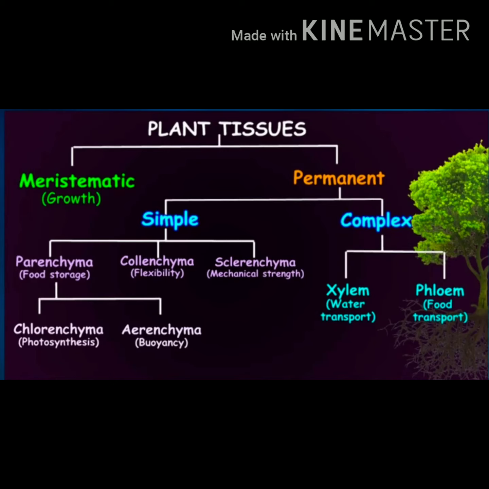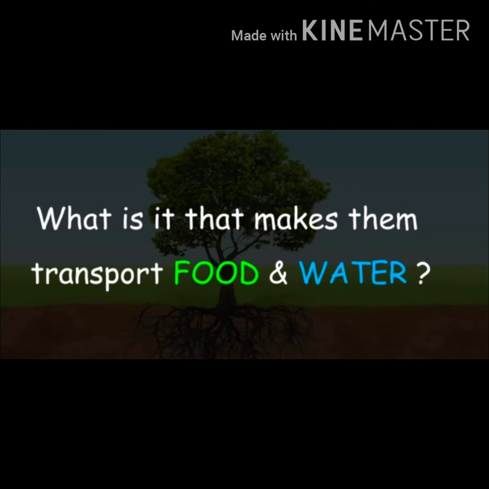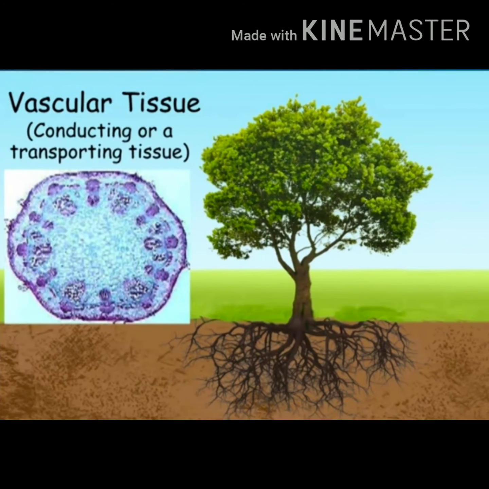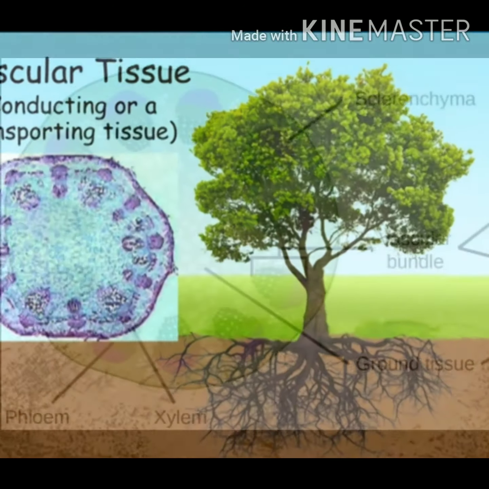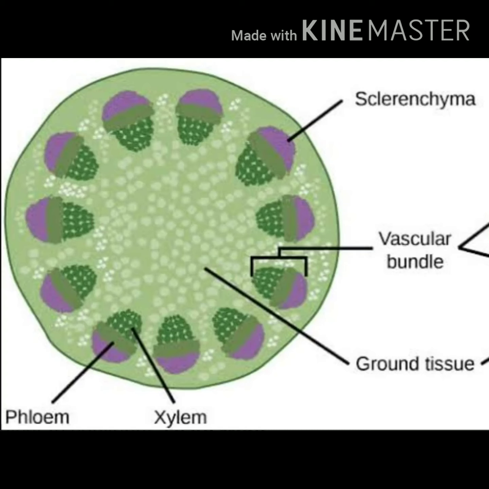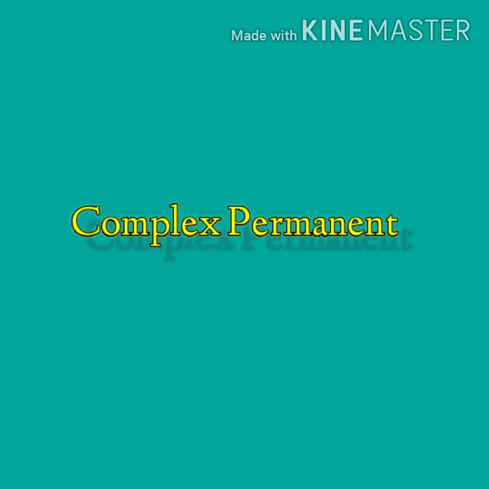We will study about them in detail, but before that, let me ask you, what is it that makes plants transport food and water to its different parts? That's very simple. It's the vascular tissue, which is a conducting or transporting tissue, and is the specialized tissue to carry out the function of transporting food and water. It is made up of more than one type of cell, and as you can see in the diagram there are two components, that is xylem and phloem.